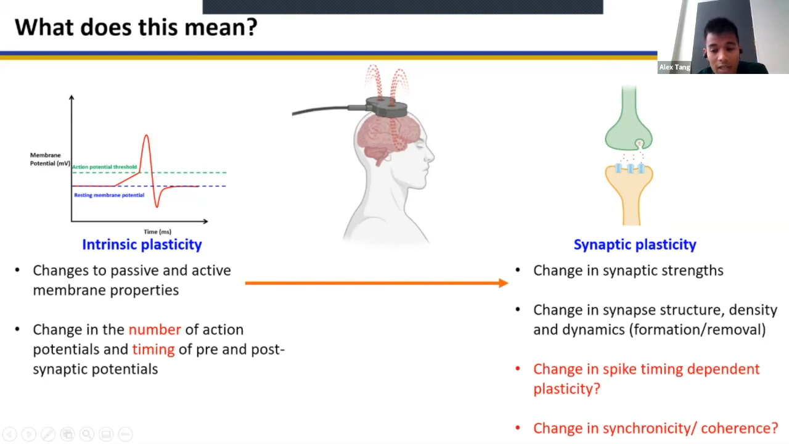And so it could be that, in addition, the intrinsic plasticity is potentially regulating things like spike timing dependent plasticity, but also changing things like synchronicity and coherence between different brain regions, because if we're changing the number and timing that signals are projecting to different brain regions, we could be having a potent effect on these outcomes.